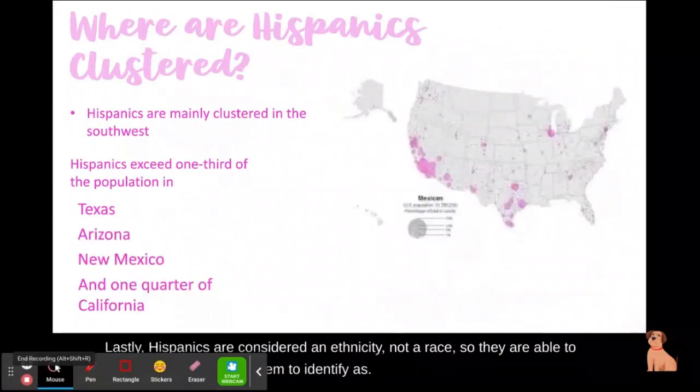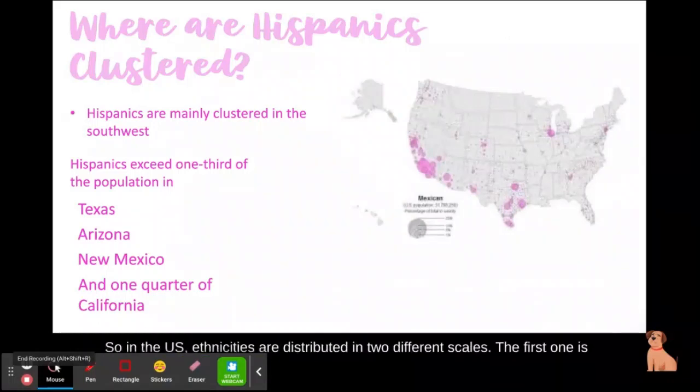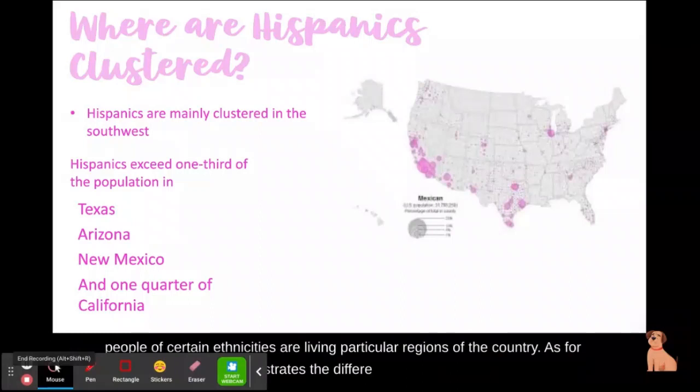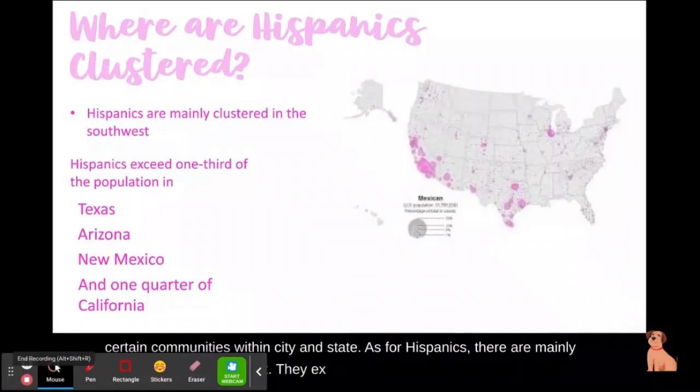So in the US, ethnicities are distributed at two different scales. The first is people of certain ethnicities living in particular regions of the country. The second demonstrates the differences in ethnic groups living in certain communities within cities and states. Hispanics are mainly clustered in the Southwest. They exceed one-third of the population in Texas, Arizona, and New Mexico, and one-quarter of California.